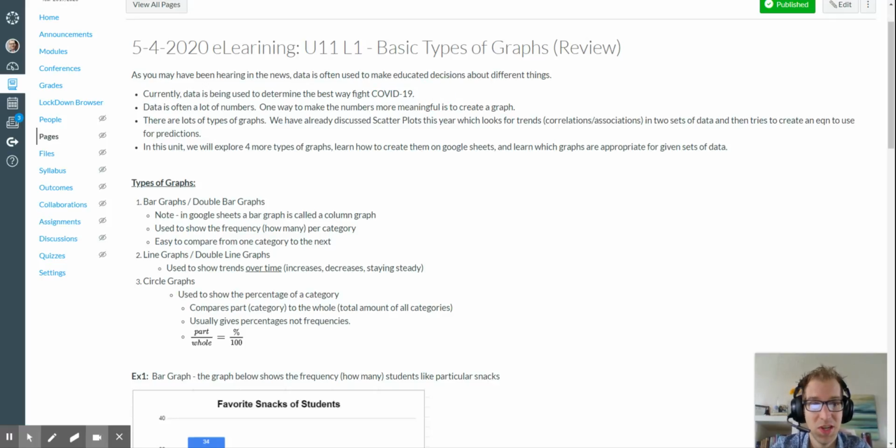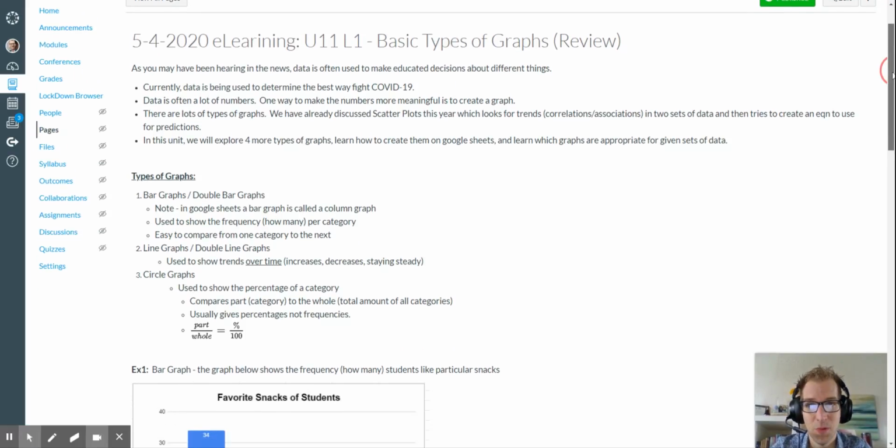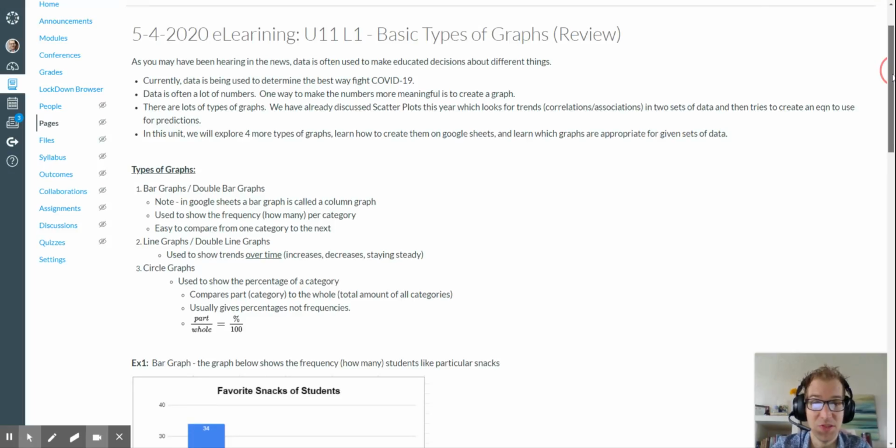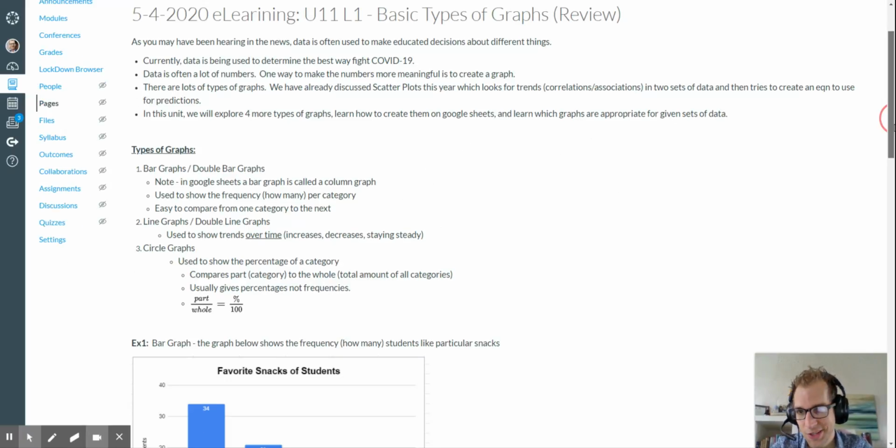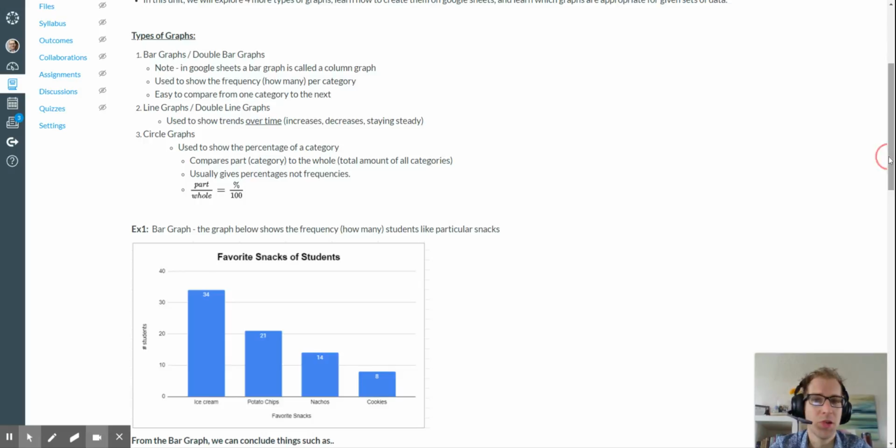Sports, medicine, politics, I mean, you name it. You're going to have some graphs that visually show data and statistics, so it's basically a way to make the numbers more meaningful and to represent them visually. So let's go ahead and get into the different types. The different types we're going to look at here today.